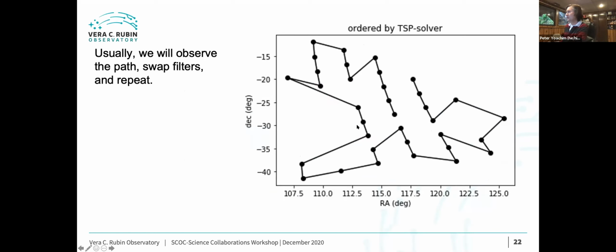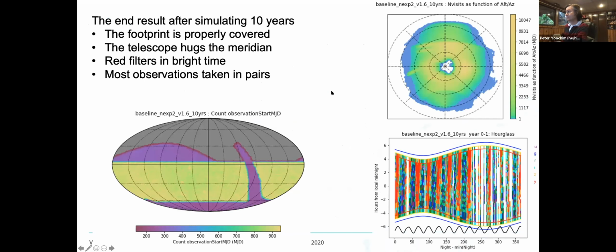So we pass it to a traveling salesman problem solver to get an optimal path, so that, again, we're usually observing neighboring fields. And then we'll refine that list further to swap filters and repeat the path so that we get observations in pairs. And so the end result, after simulating for 10 years, looks like this.